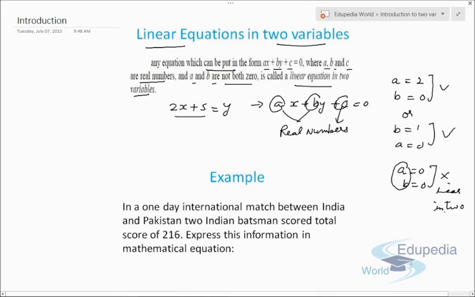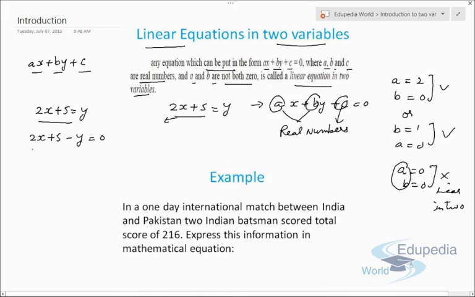So you have to check what these lines are saying. Now suppose we have this equation, 2x plus 5 equals y. We have to represent this equation in the form ax plus by plus c. If we rearrange it, we can write it like this: 2x plus 5 minus y equals 0. So this becomes the form ax plus by plus c.